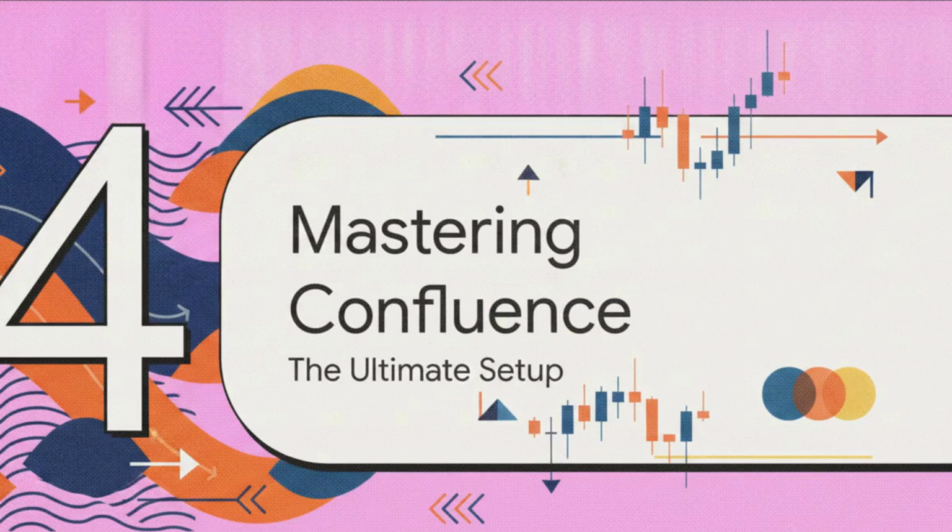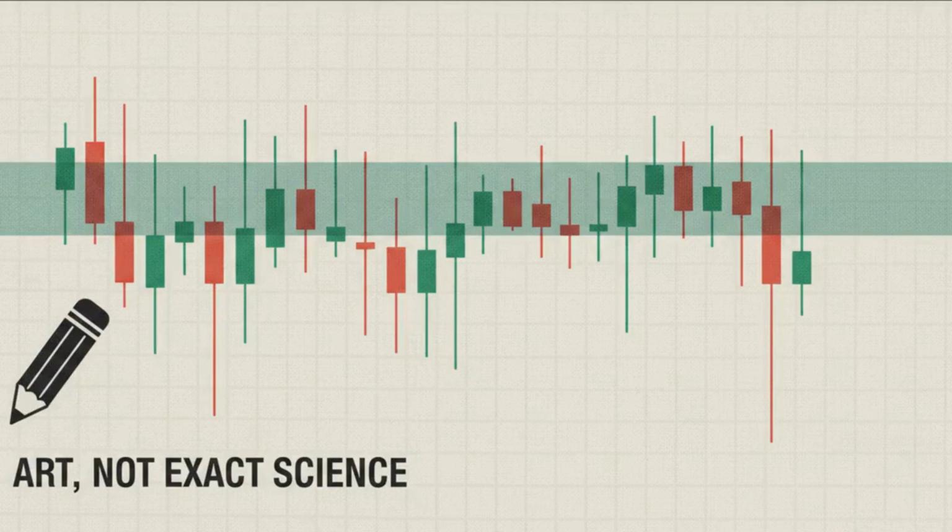And that brings us to the grand finale, Section 4, the master secret of confluence, the ultimate setup. Before I reveal the big secret here, I want to hand you a few veteran pro tips straight from Niall Fuller's playbook. First up, don't go crazy trying to draw every little micro level on your charts. Just stick to the obvious, key daily chart levels.